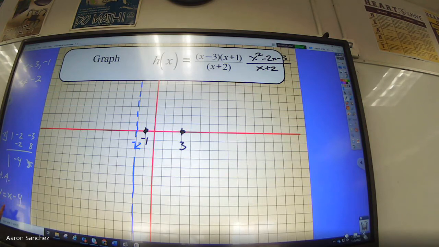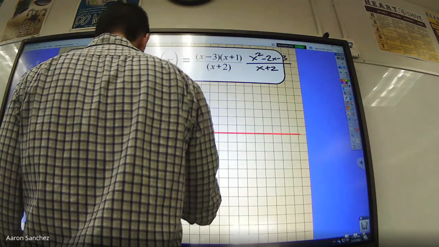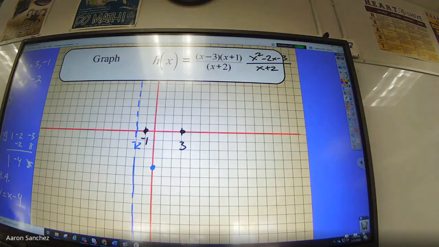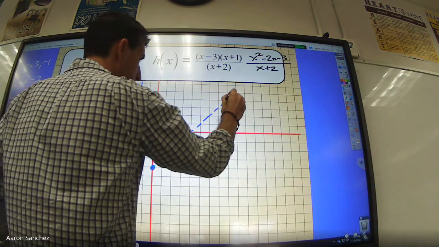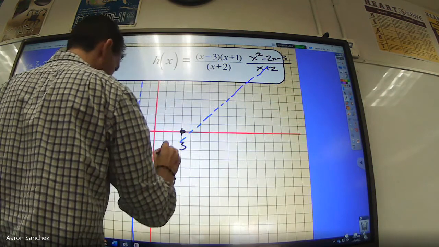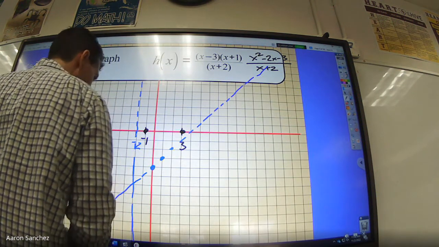Slope-intercept form. We just graph this like a regular slope-intercept linear equation, where my y-intercept is negative 4. So I'm going to go here at 1, 2, 3, 4. And my slope is, what's my slope? 1 over 1. So go up 1 over 1, up 1 over 1, and we just go like this. That's a little off. Okay.